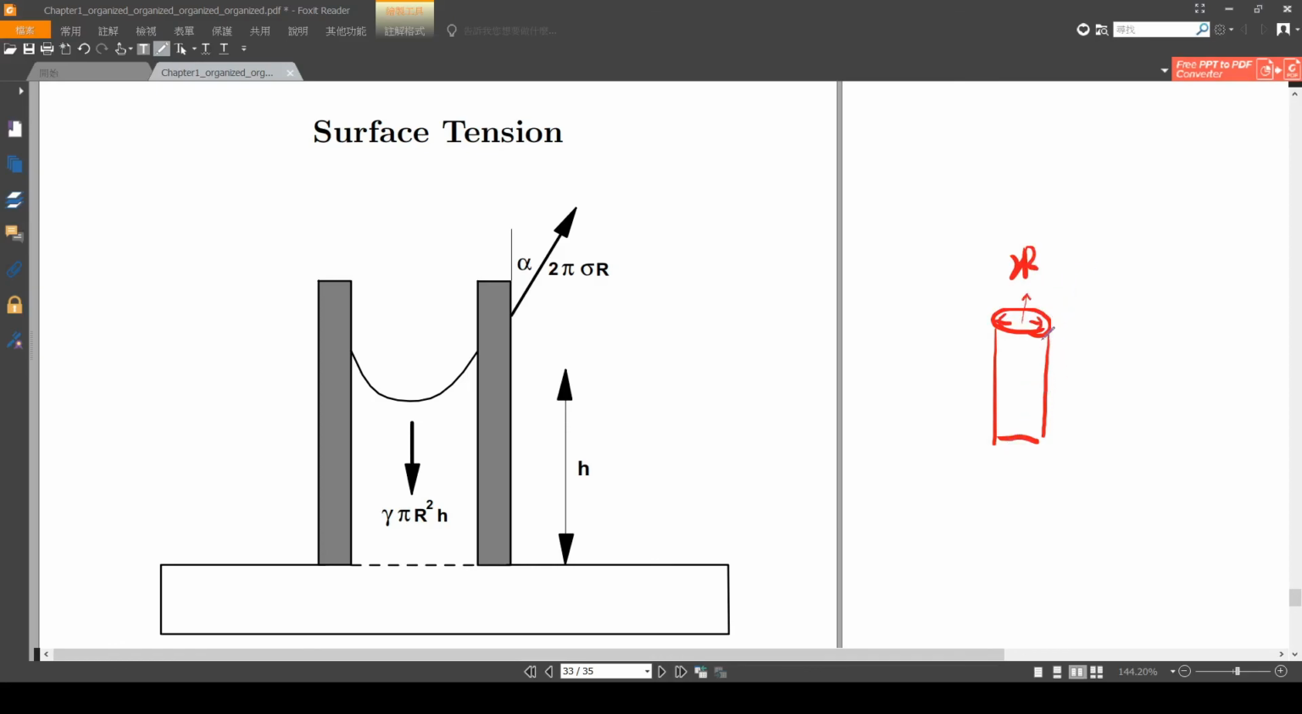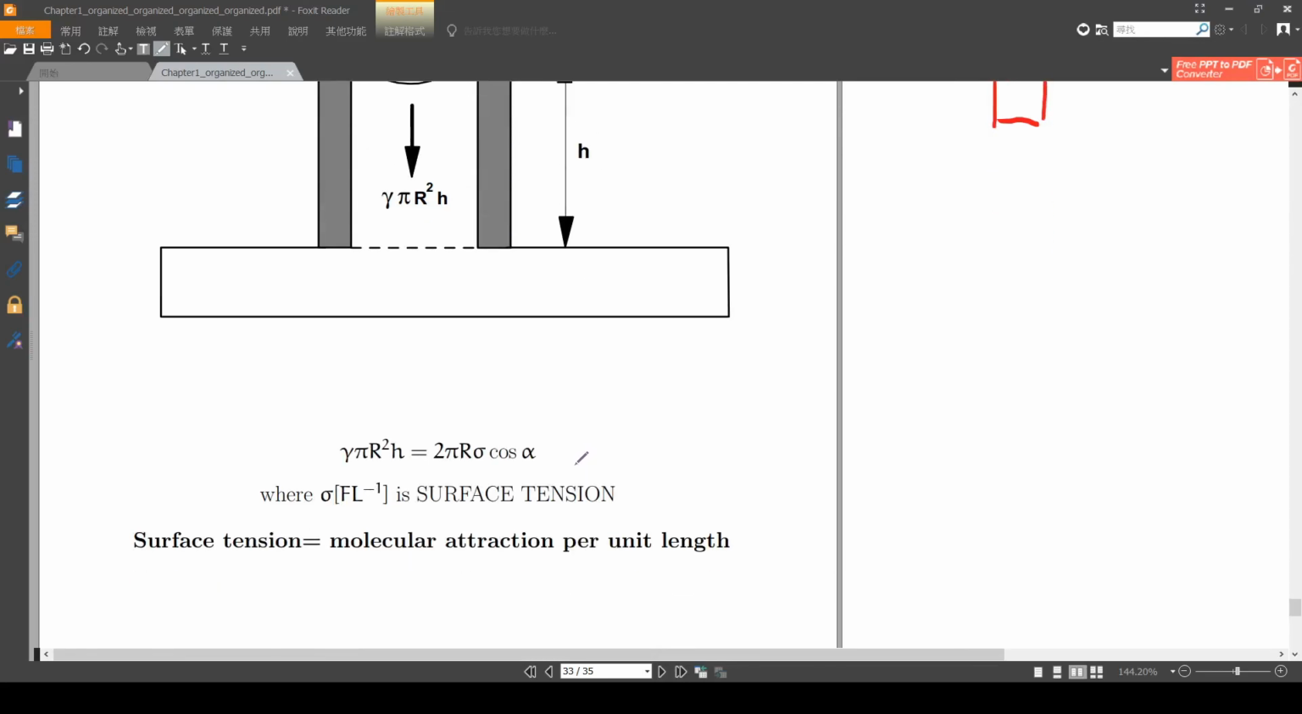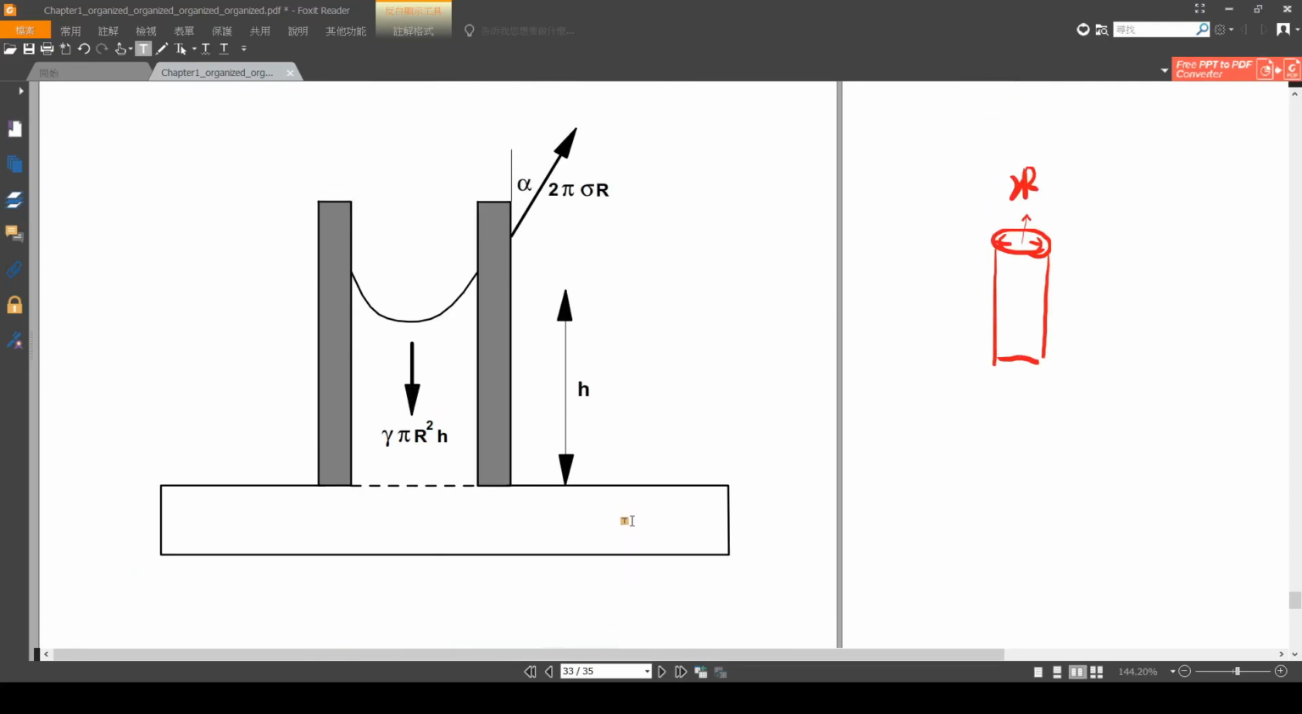Okay, and then we take a look at the surface tension. The surface tension actually is equal to the intensity of the molecular attraction per unit length. Okay, this is the definition, and in this textbook, the surface tension is denoted by sigma. This is the surface tension. So back to our example, you know that this is a tube, right?